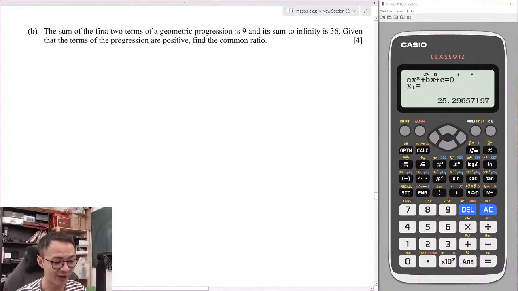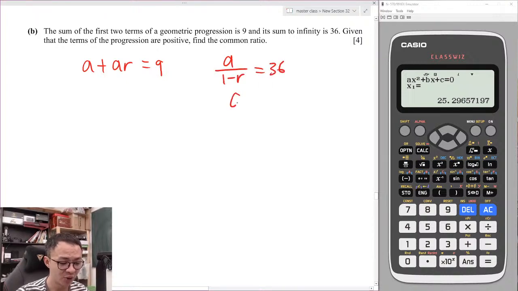Then for part B: the sum of the first two terms of the geometric progression is 9, and the sum to infinity is 36. Given that the terms of the progression are positive, find the common ratio. So the first two terms you sum, I will do a plus ar. I will not use the Sn formula because it is only the sum of two terms here. So a plus ar equals 9. Sum to infinity, the formula is a over 1 minus r equals 36. So my a is basically 36 times (1 minus r).